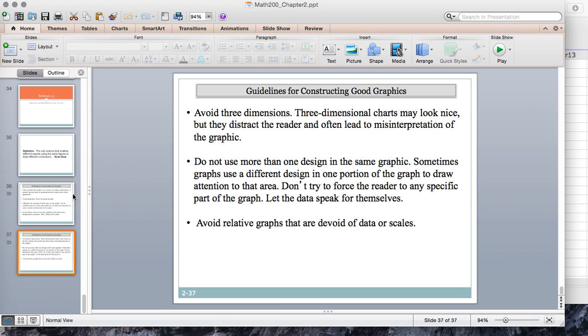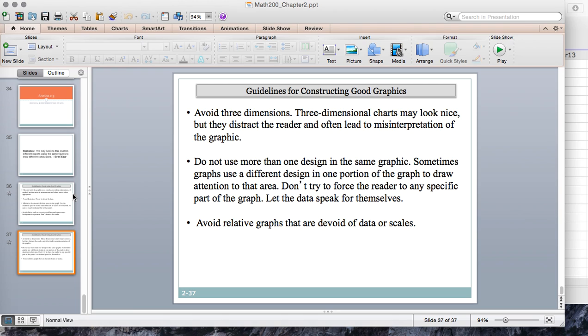And then avoid three dimensions. So three-dimensional graphs, they might have their place, but they can be really distracting. And oftentimes, depending on how it's oriented, the 3D pie charts in particular can look very misleading because the part of the pie that's going to be in front is always going to look the largest. So oftentimes it can lead to misinterpretations. So just be careful with 3 dimensions in particular.